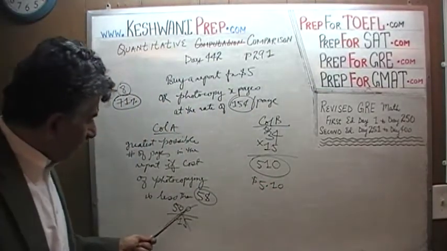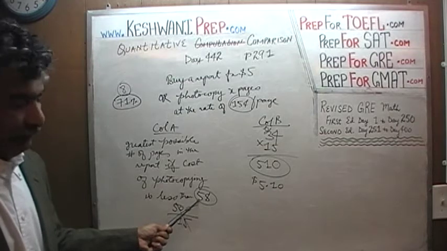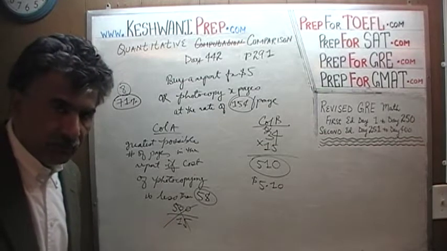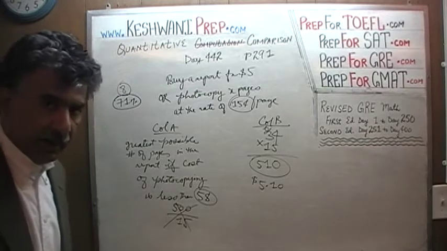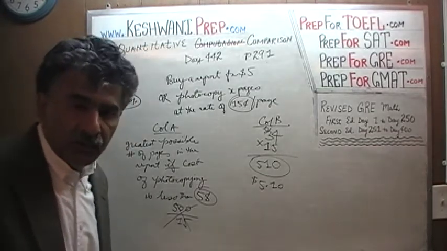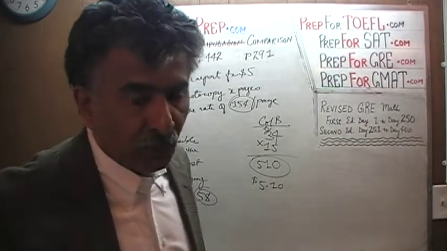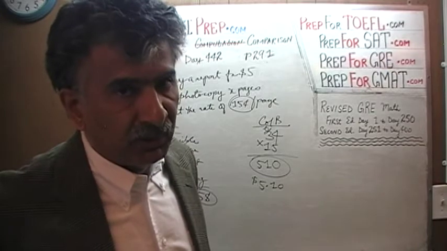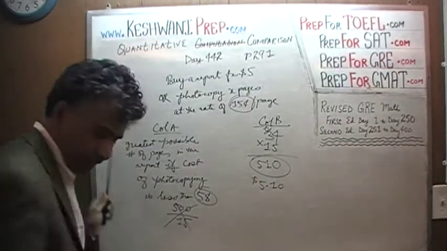$5.10, which means with only $5, listen carefully, we're almost there, in order for the photocopying option to be cheaper, the greatest number of pages that the report can contain is 33.